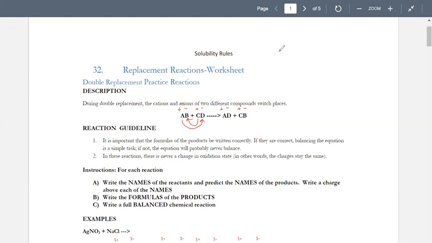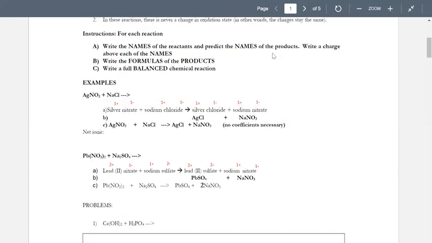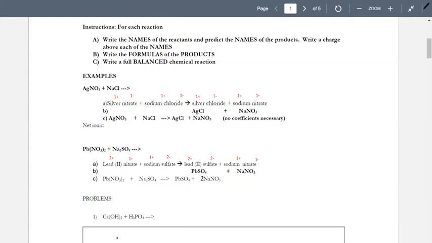So in this exercise, what you will do is apply whatever you have learned until now, meaning you know how to write names of the reactants and predict the names of the products. You're going to write the names above each one. That is the first step. The second step is to write the formula of each reactant and product. And then the third step is to write a full balanced chemical equation. So that's what you will do.